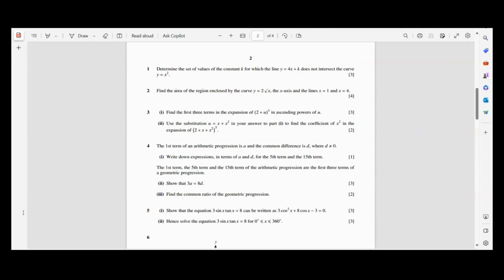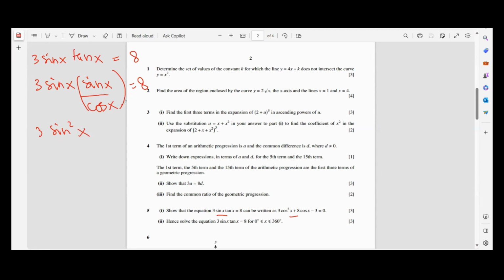Now number 5. It asks you to show that the equation can be written in this form, in terms of cos. We have 3 sine x tan x equals 8. Remember, whenever you see trigonometry and it asks you to prove, it's better to make everything sine and cos. So tan is actually sine x over cos x. So this becomes 3 sine square x, and the cos I move to the other side, becoming 8 cos x.